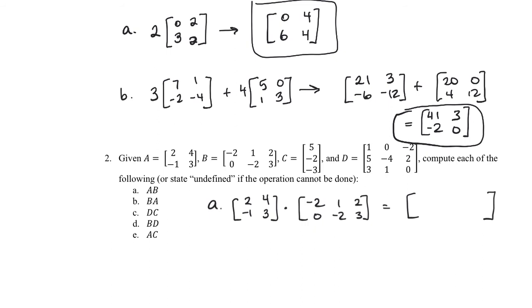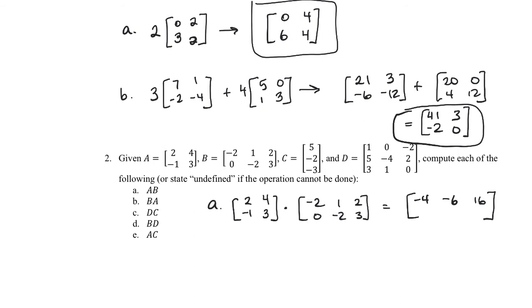Okay, the entry here in row 1, column 1 comes from row 1, column 1. So 2 times negative 2 is negative 4. 4 times 0 is 0. Negative 4 plus 0 is negative 4. This is row 1, column 2, so row 1, column 2 now. So this is 2 times 1, which is 2, plus 4 times negative 2, which is negative 8. So 2 plus negative 8 is negative 6. This entry is row 1, column 3, so row 1, column 3. So 2 times 2 is 4. 4 times 3 is 12. 4 plus 12 is 16.